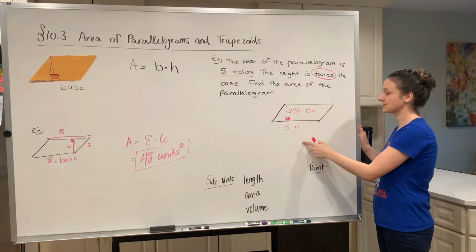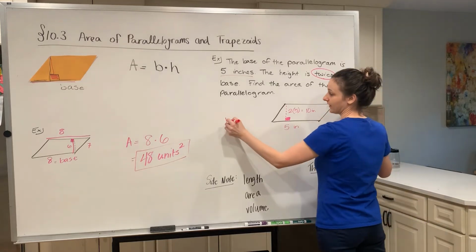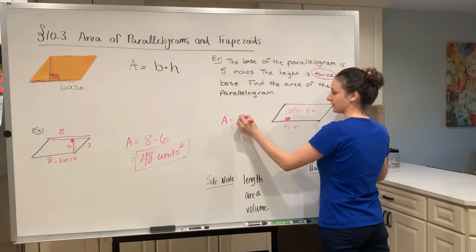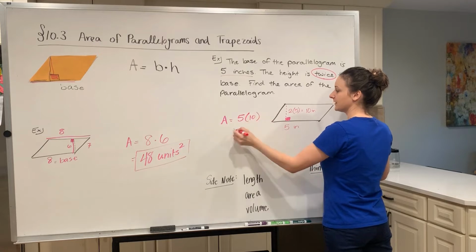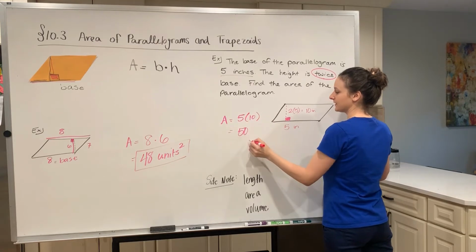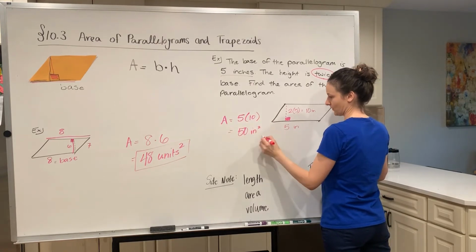Now if I know the base and the height, I can find the area. Area is equal to the base times the height. 5 times 10 is going to be 50 inches squared.